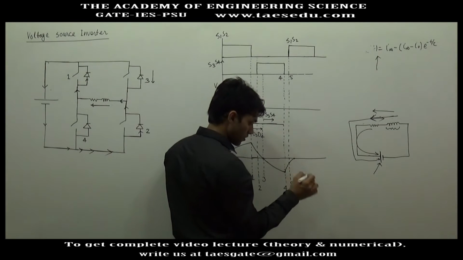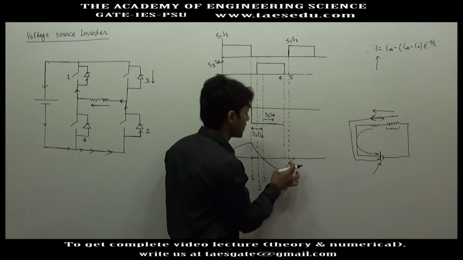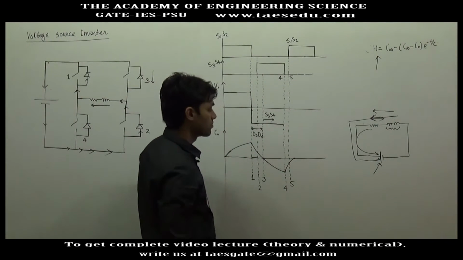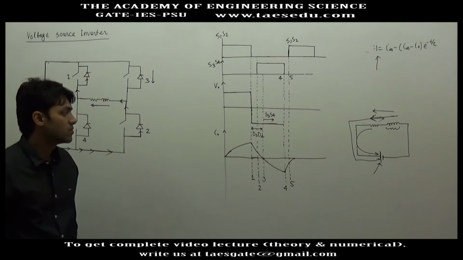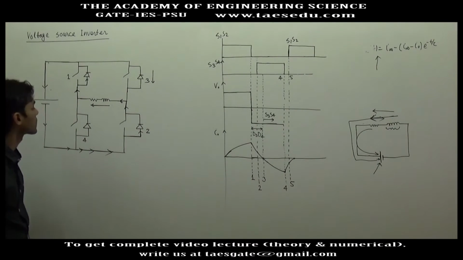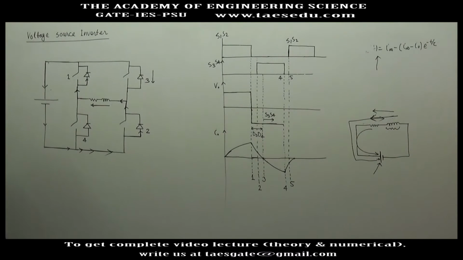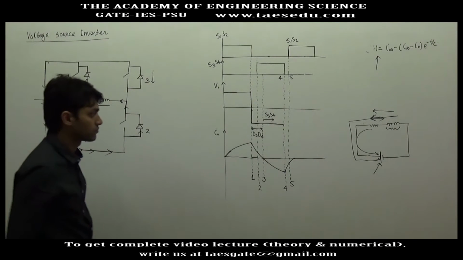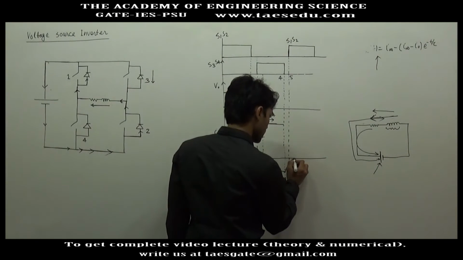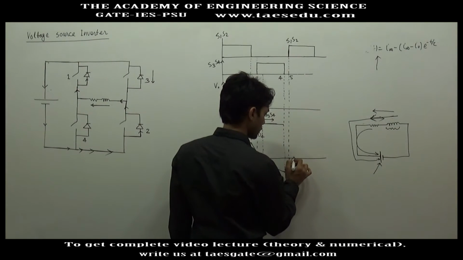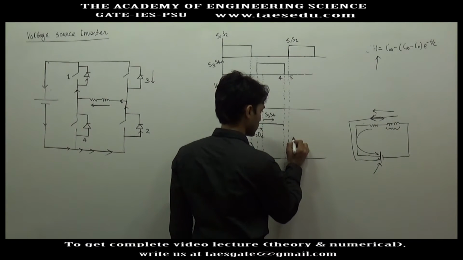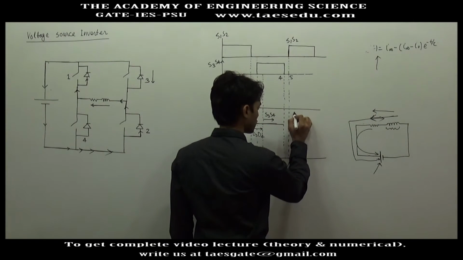So what we discussed, even after instant 5, switch S1 and S2 will not be turned on because they will be reverse biased due to on state voltage drop of D1 and D2 respectively. At this point, the current decays to 0. So after this point, switch S1 and S2 will be turned on.